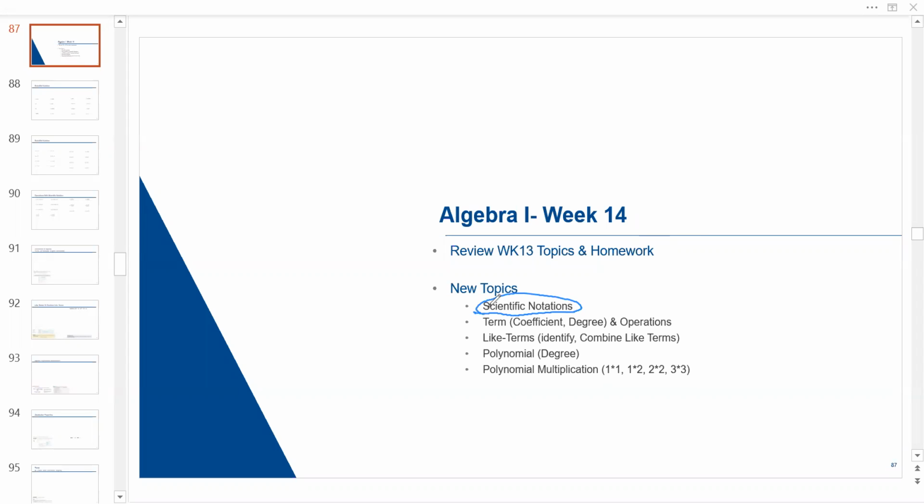Scientific notation. Do you guys know scientific notation? So something like this. Maybe you guys learned in geometry something like the universe, like the distance between the sun and moon. The number is so big. Suppose something like a big number, okay? Something like 10,000, right? 10,000.